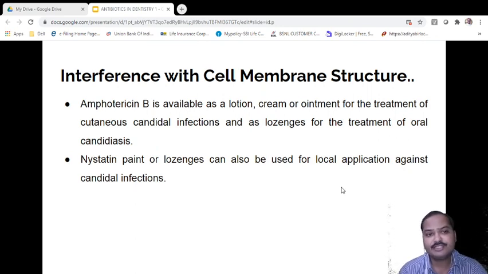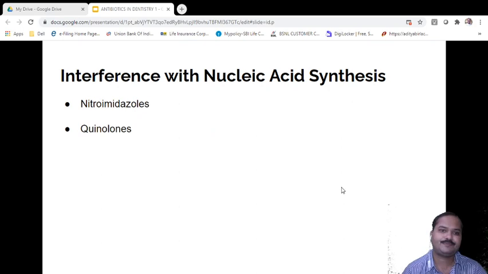Now, amphotericin B is available as a lotion, a cream, or an ointment for cutaneous candidal infections, and as lozenges for the treatment of oral candidiasis. Similarly, nystatin paint is available, and lozenges can also be given for local application against candidal infections.